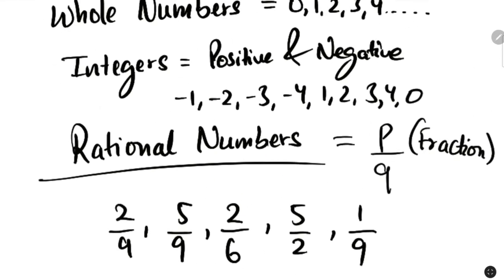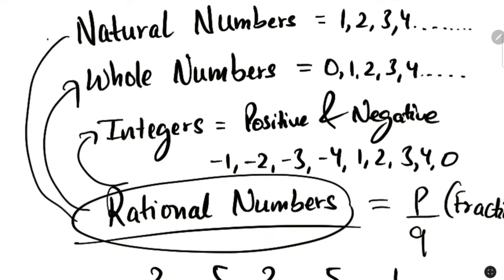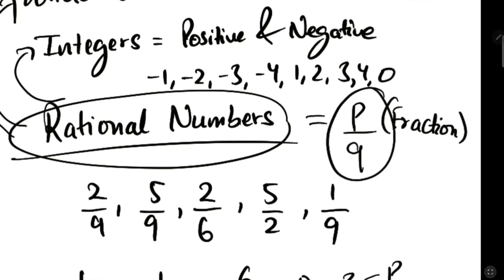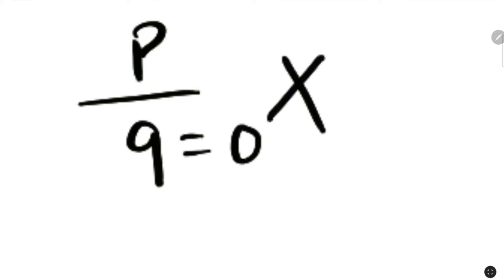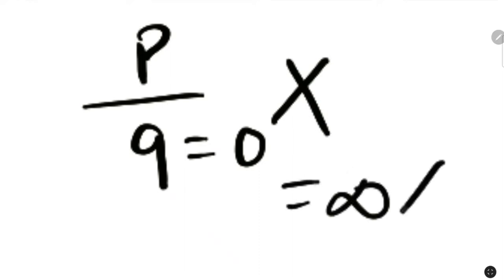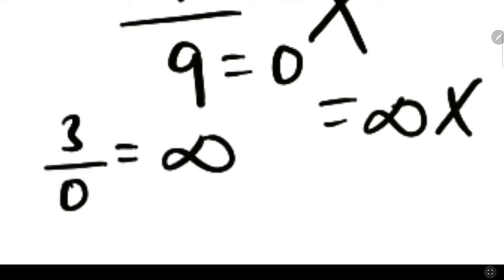So basically, rational numbers include integers, whole numbers as well as natural numbers. But they could also be in the form of a fraction, P upon Q. And you should know that a rational number having Q equal to 0 is not a rational number, because the value of 0 for Q means infinity, which is not a rational number. For example, if you have 3 upon 0, this will give you infinity. So it's not a rational number.